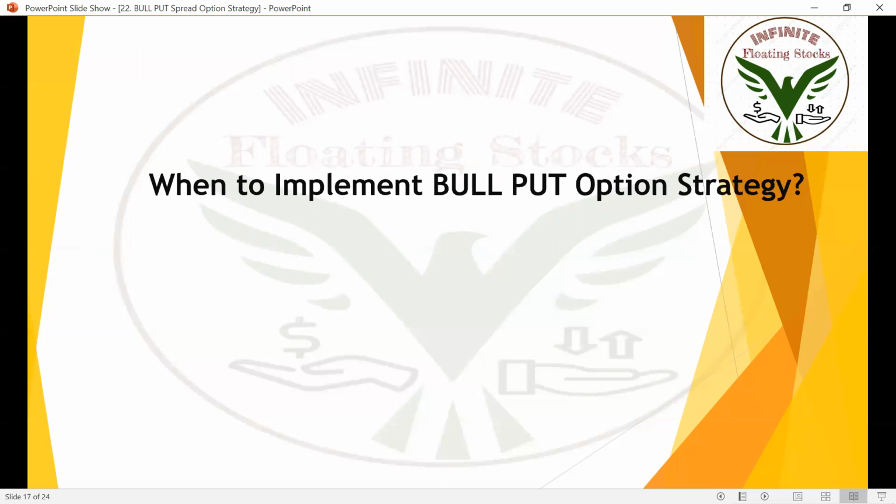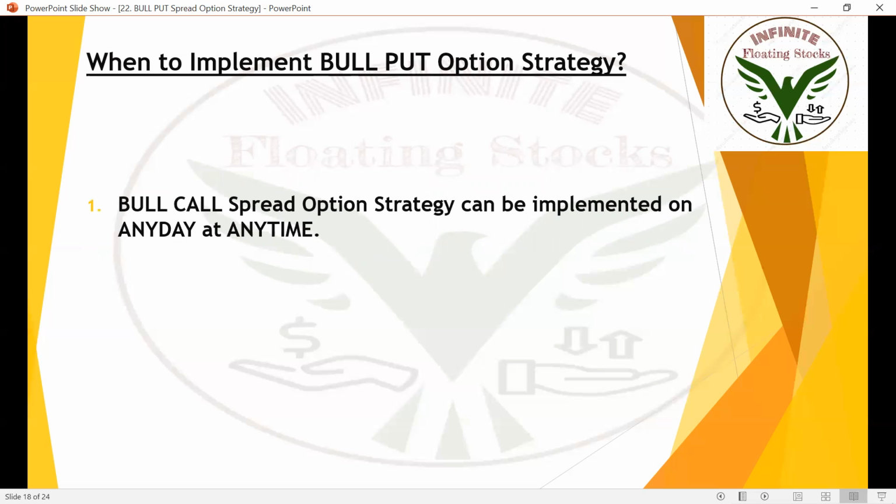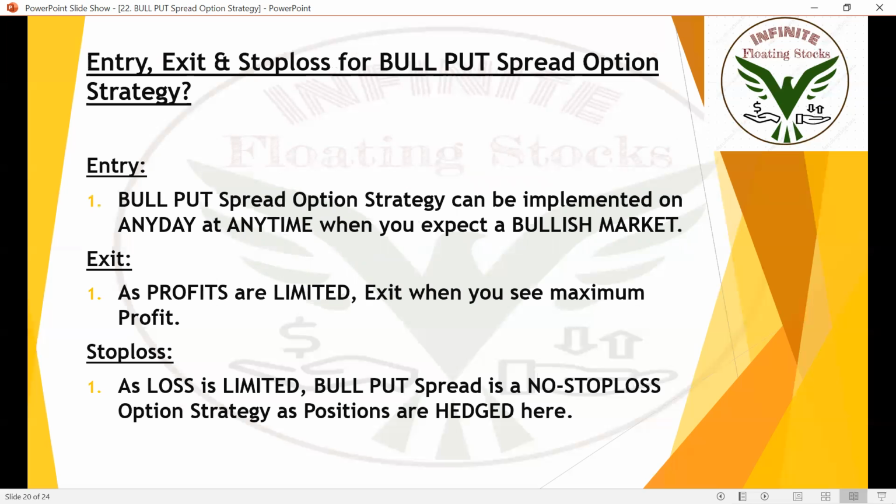Okay, and this is how your payoff chart looks like. Okay, and when to implement, simple. You can implement this strategy on any day at any time. Okay, and entry, exit, stop loss for bull put spread, simple. Entry can be at any time on any day. You just need a view, you just need market to be moving upward. Your analysis should say that market gonna move up before the next expiry. Okay, so with that view you can make good money with good risk reward ratio if you want to deal with this strategy. Okay, and exit, as profits are limited, exit when you see maximum profit.